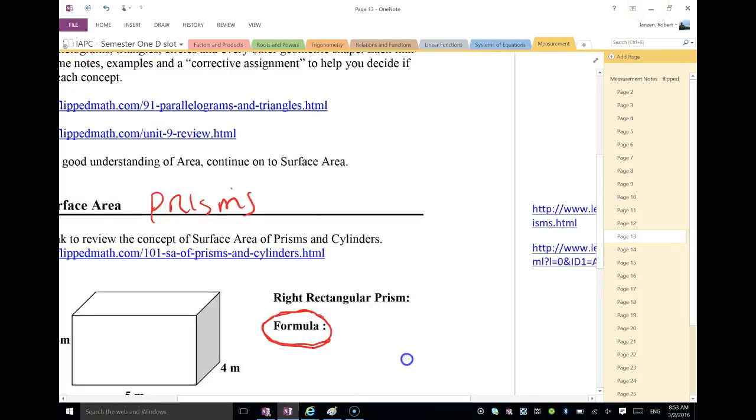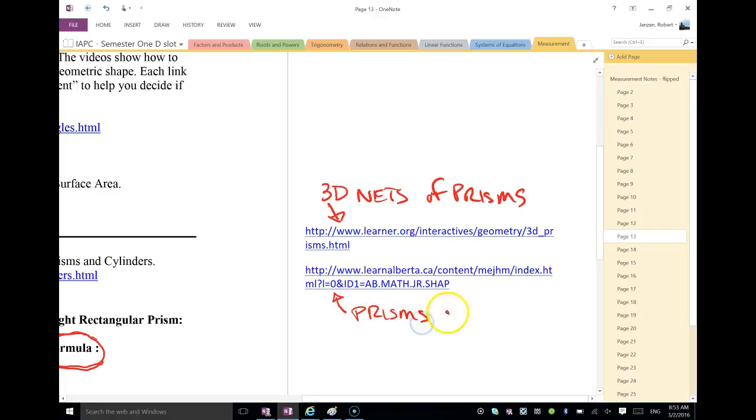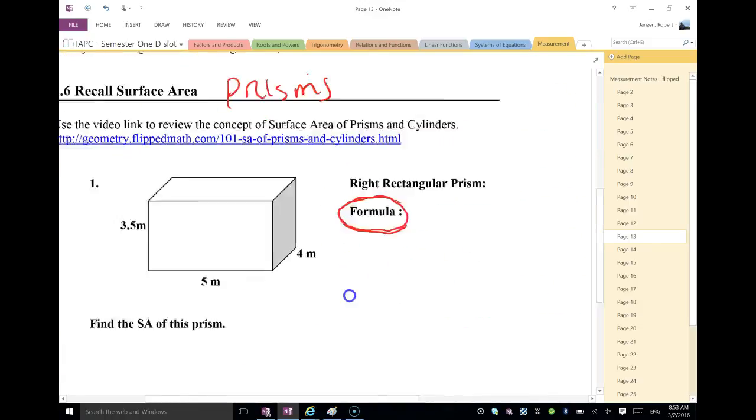Okay, where are those links? I put them right here. This is looking at 3D nets of prisms. And then this is looking at, there's actually some pyramids there too. And we're going to get into pyramids. They're a little bit different than prisms. Again, one of the reasons why I don't like formulas, I prefer looking at the different nets.